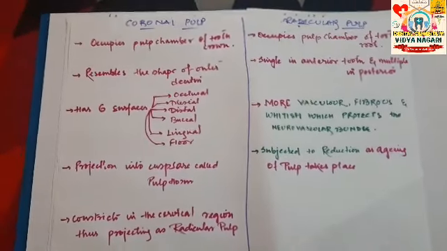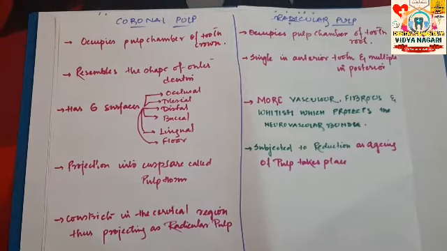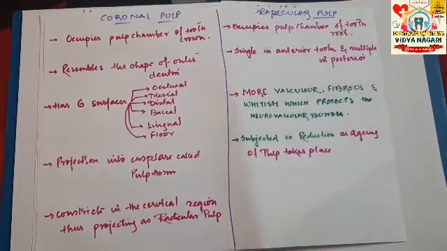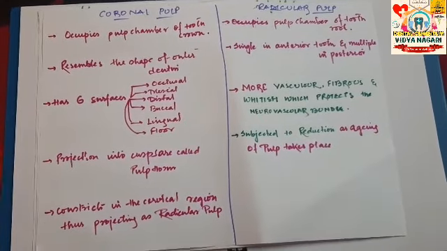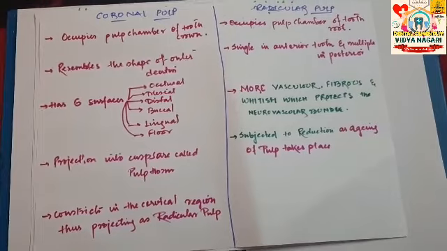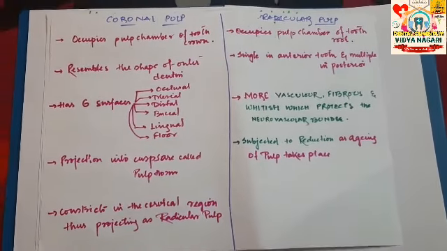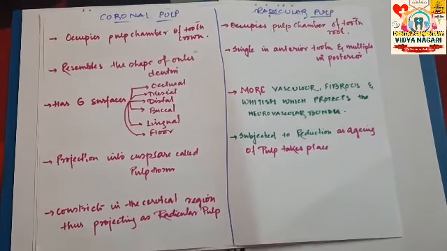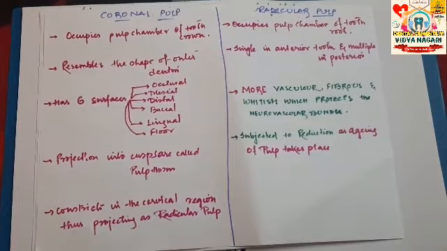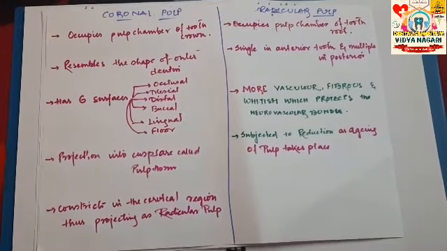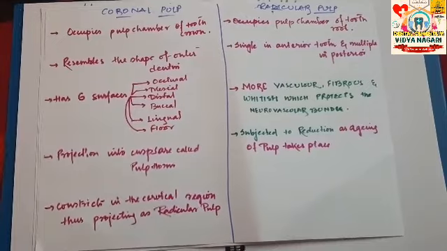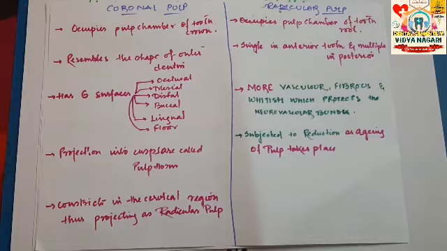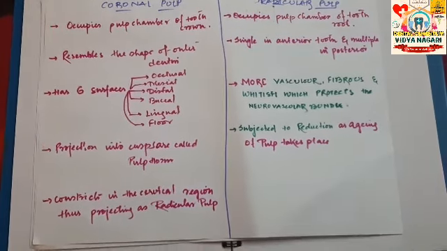Let us come to discussion about coronal and radicular pulp. As we can understand from the name, coronal pulp occupies the pulp chamber of the tooth crown. It resembles the shape of the outer dentine and has 6 surfaces, namely occlusal, mesial, distal, buccal, lingual and floor. Projections of the pulp into the cusps are called pulp horns, so they will be equivalent to the number of cusps present in a particular tooth. The coronal pulp constricts in the cervical region, thus projecting as the radicular pulp.